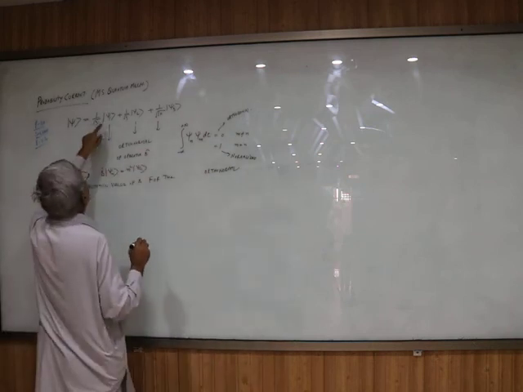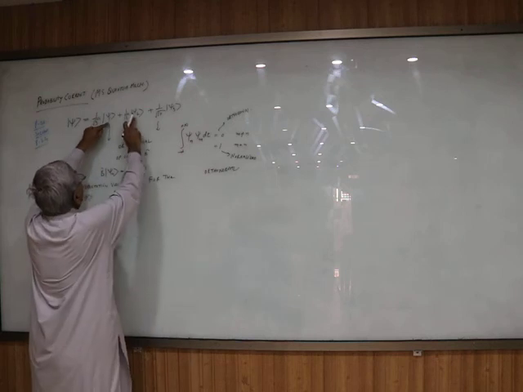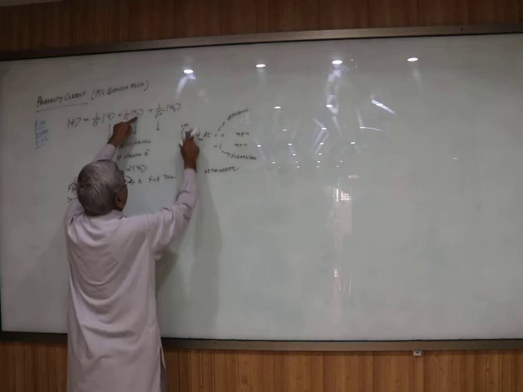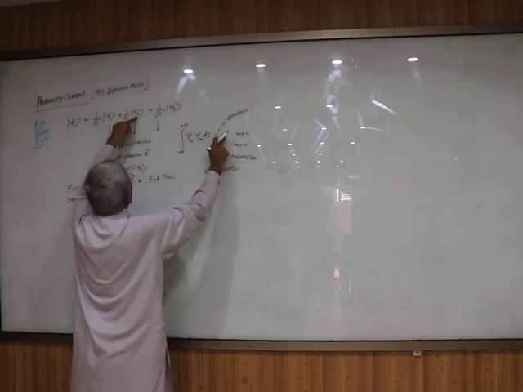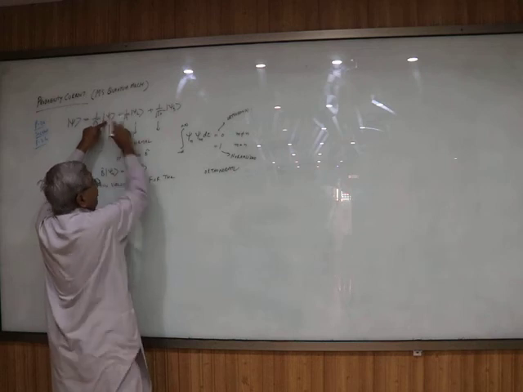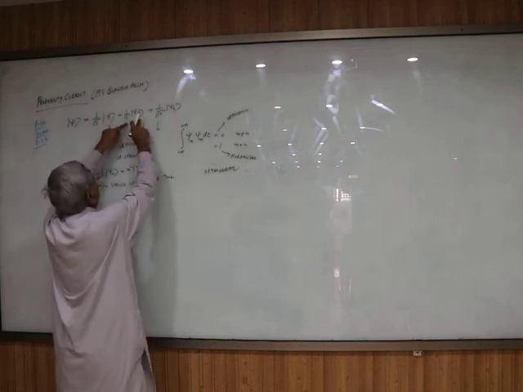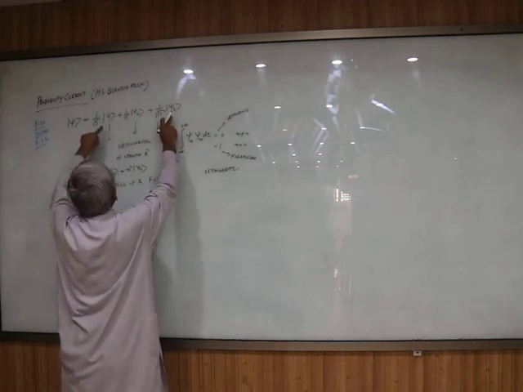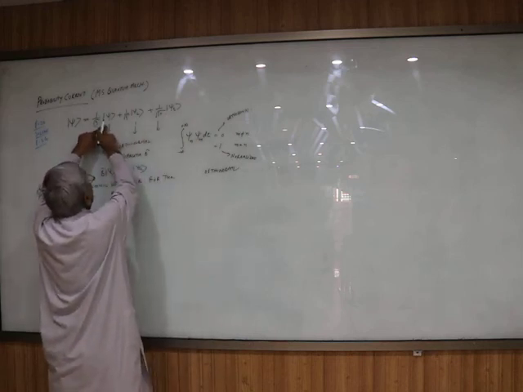It means that you take any two of them, take psi 1 and psi 2, so m is not equal to n, integrate, and the result will be 0. And if you take psi 1 and psi 1, the answer will be 1. Psi 2 and psi 2, the answer will be 1. Psi 3 and psi 3, the answer will be 1. But psi 1 and psi 2, the answer is 0.